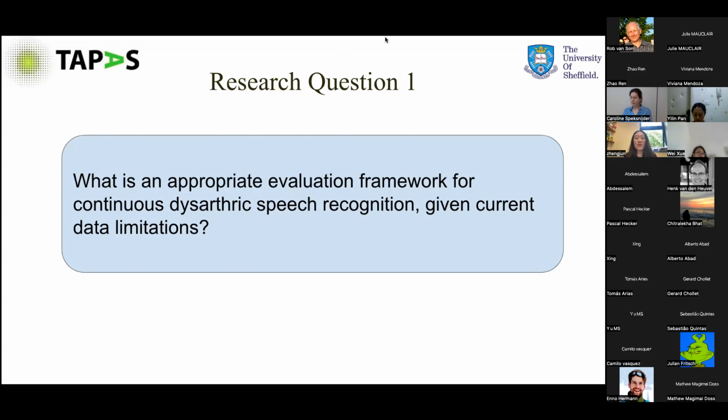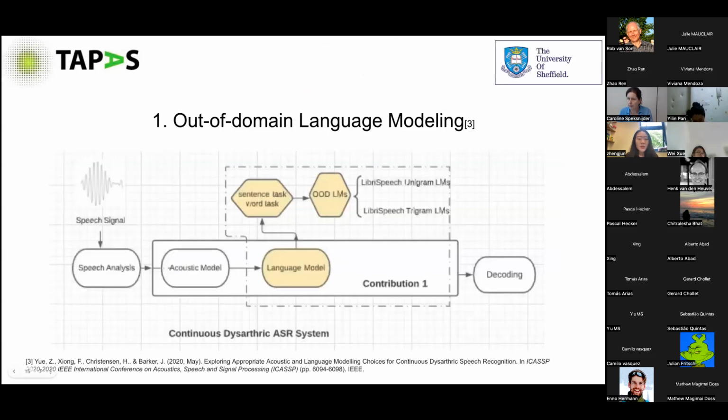And this leads us to the question, what's an appropriate evaluation framework for continuous dysarthric speech recognition given the current limitation? So the first work of mine is to build a baseline with a fair evaluation system. So I proposed a language model trained on out-of-domain data, called LibriSpeech data, for the current state of the art for dysarthric read speech ASR. And this framework has been published as an ICASSP conference paper.